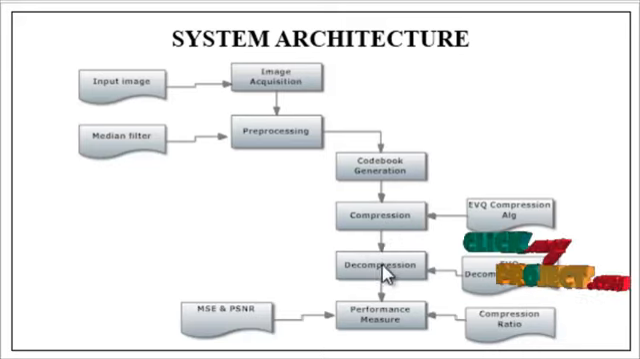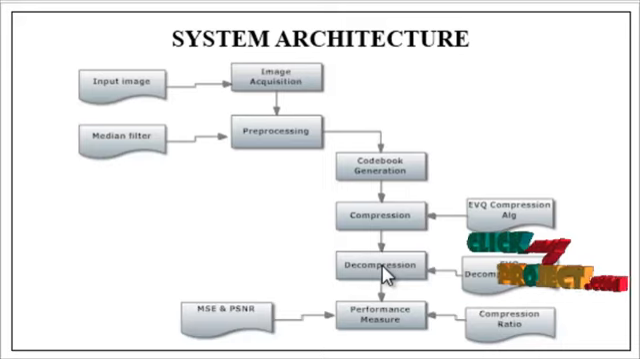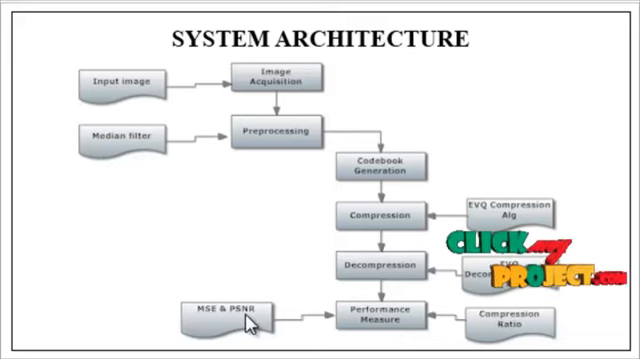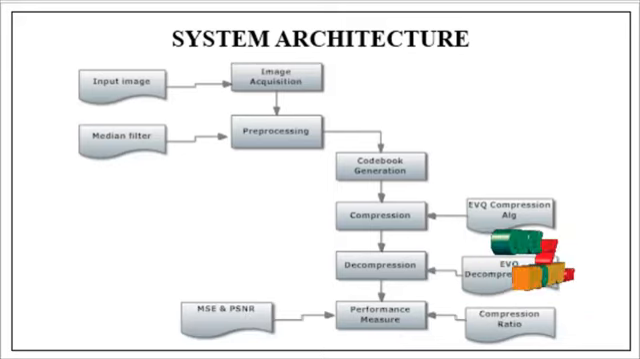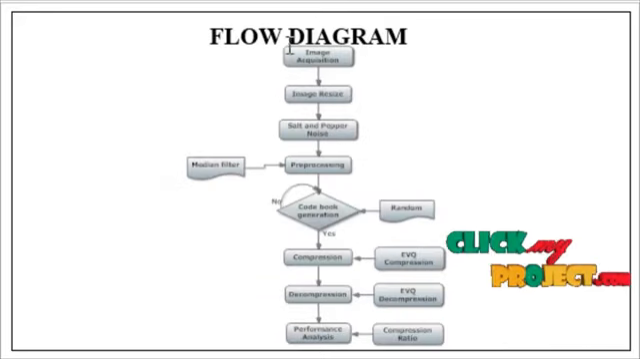In the compression method we use an enhanced vector quantization algorithm. Then the decompression method is done. After the compression method, we apply the decompression method. The inverse EVQ decompression algorithm is applied here. Then the performance measures are calculated using MSE and PSNR, and the compression ratio is found. Next is the flow diagram. This is our flow diagram.